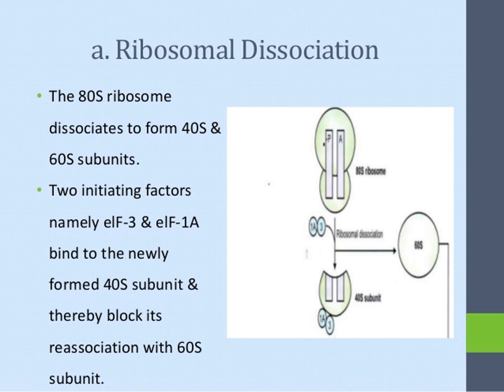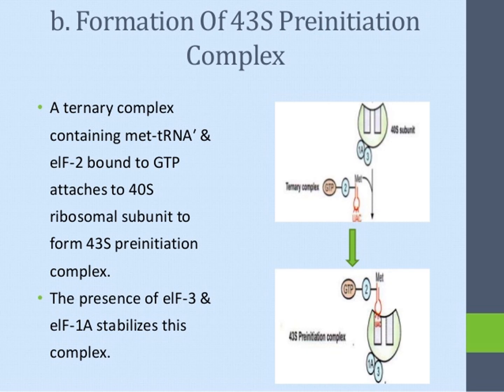But this 60S subunit plays a major role in the translation process. It will come and play its role in the later stages of translation. So once the 40S subunit and other initiation factors are coupled, it will form a 43S initiation complex. So it automatically contains the methionine tRNA, then two initiation factors.